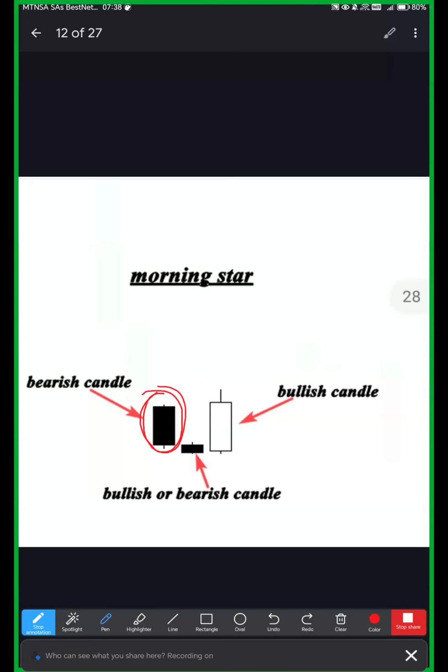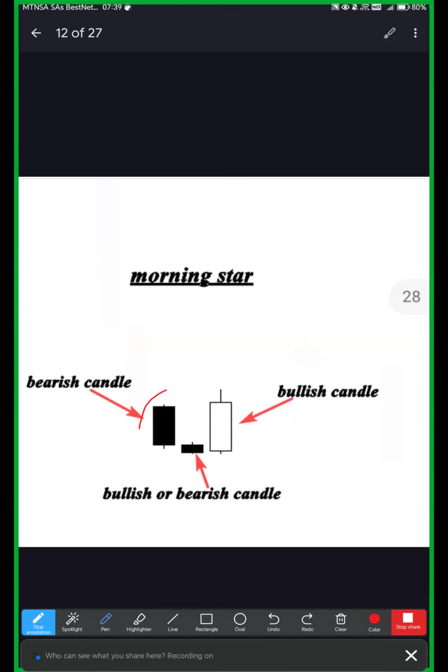This tells us that when the market is trending downward like this, sellers are still in control. The first bearish candlestick, which is full in terms of volume, tells us that sellers are still in control. There is no disturbance. They are riding the market properly. They are running the market comfortably to the downside.